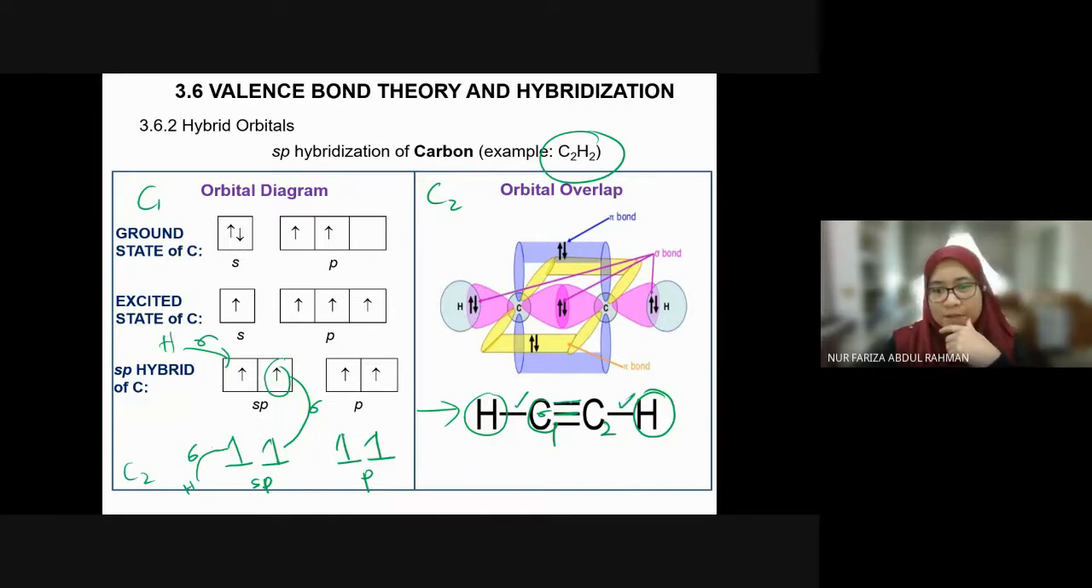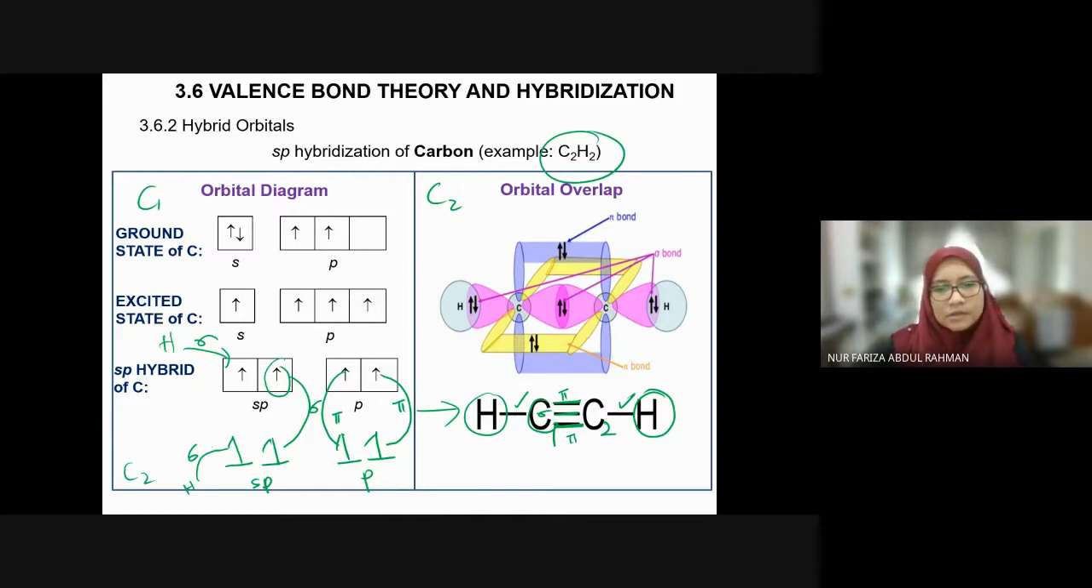Okay, we have two pi bonds, right? Pi bond number 1, pi bond number 2. So how do we represent these two pi bonds? The electron in the first unhybridized p orbital will overlap with one another, C1 and C2. This is the first pi bond. The second pi bond is from the second unhybridized p orbital, the electron from the unhybridized p orbital. Second pi bond.